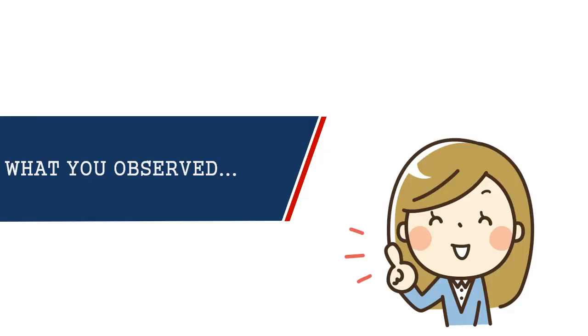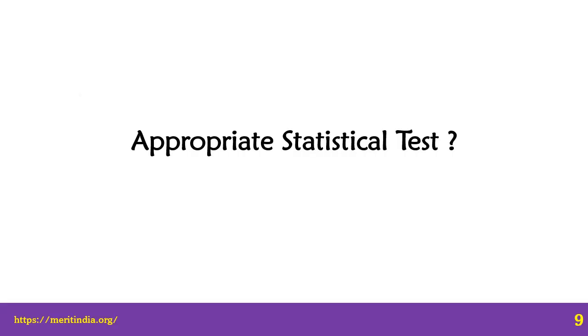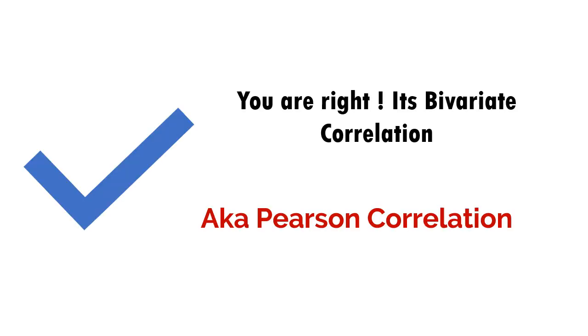So, after undergoing all these research questions, what have you observed? So you have seen that you want to know whether the measurement of one continuous variable is related with the measurement of another continuous variable. So according to you, what would be the appropriate statistical test to study the association between these two continuous variables? So you are right, it is the bivariate correlation, also known as the Pearson correlation.